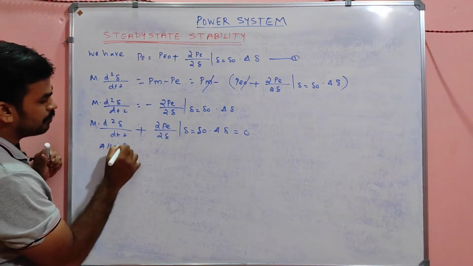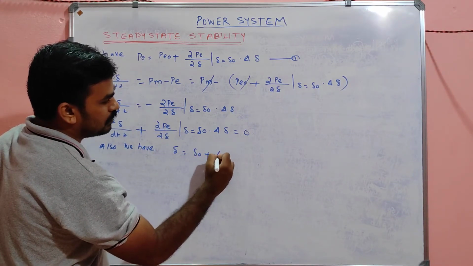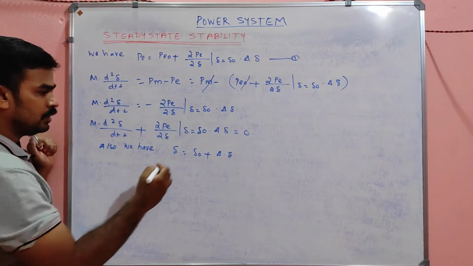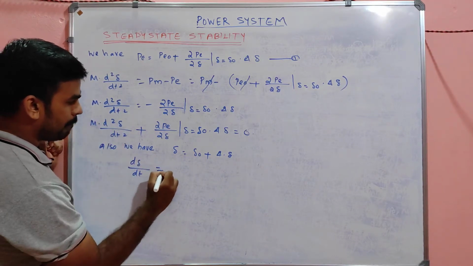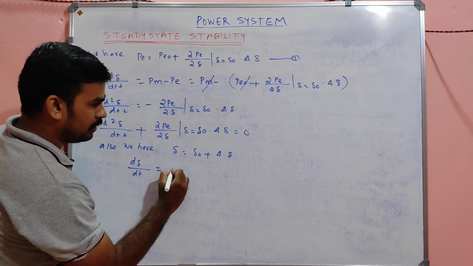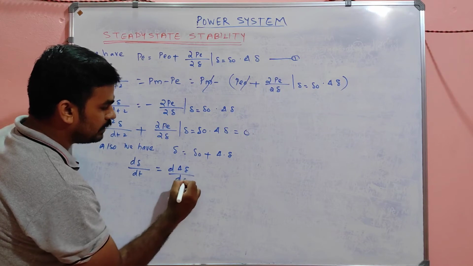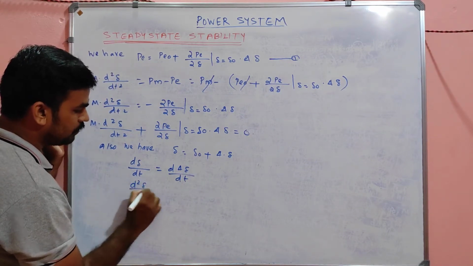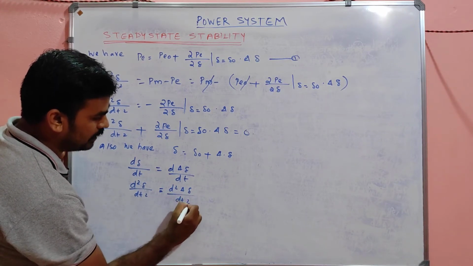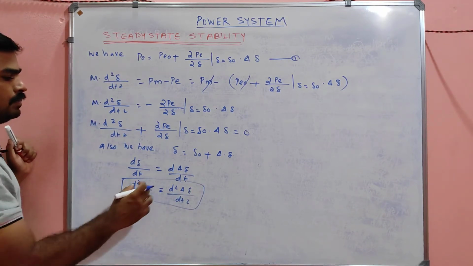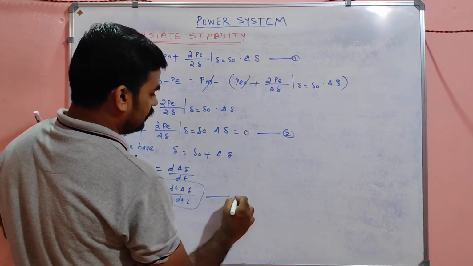Also we have δ equal to δ0 plus Δδ. Then what will be dδ/dt? Since δ0 is a constant, its derivative becomes 0, so simply dΔδ/dt. Then d²δ/dt² is nothing but d²Δδ/dt². Is it clear? So it can be applied here. This will be equation number 2 and this will be equation number 3.